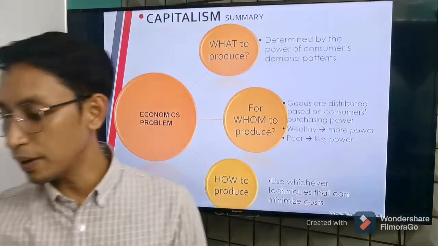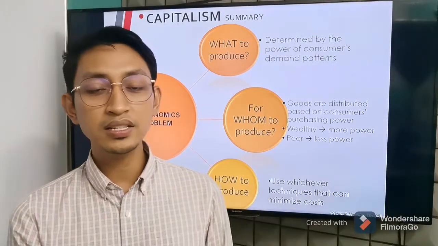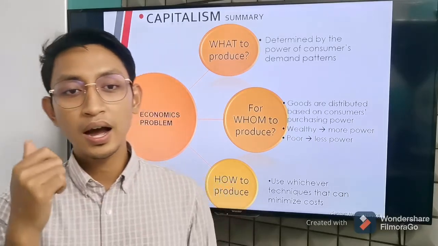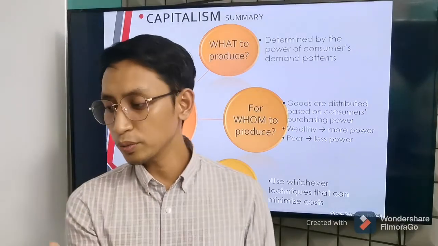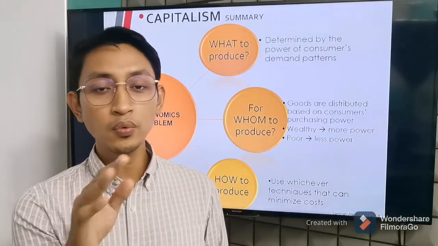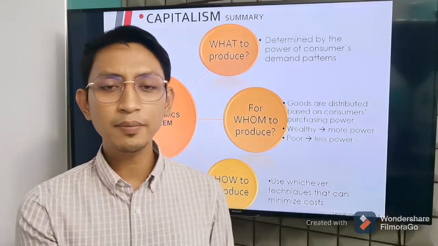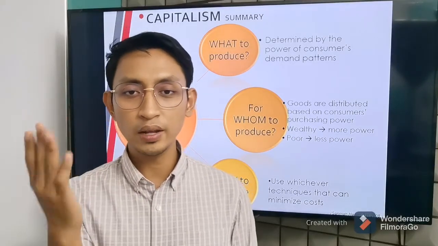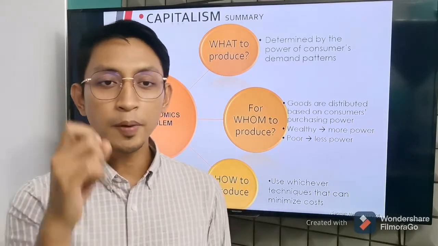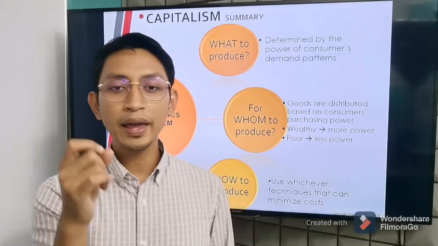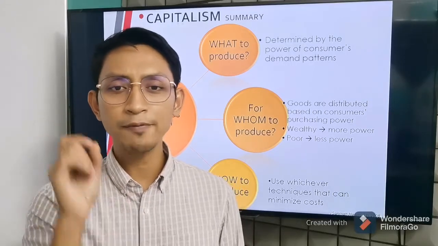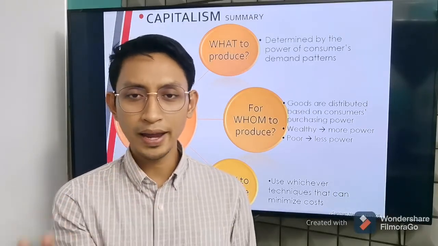And the next slide is a summary of how the capitalist system solves the fundamental economic problem: what to produce, how to produce, and for whom to produce. So what to produce? They determine the answer by following what is demanded by the consumer. Whatever is demanded by the consumer and gives them a lot of profit, they will produce. For whom to produce? They use income distribution. People who earn more income will be able to buy more products. People who earn less income will buy fewer products. People who have no income will not be able to buy any product.